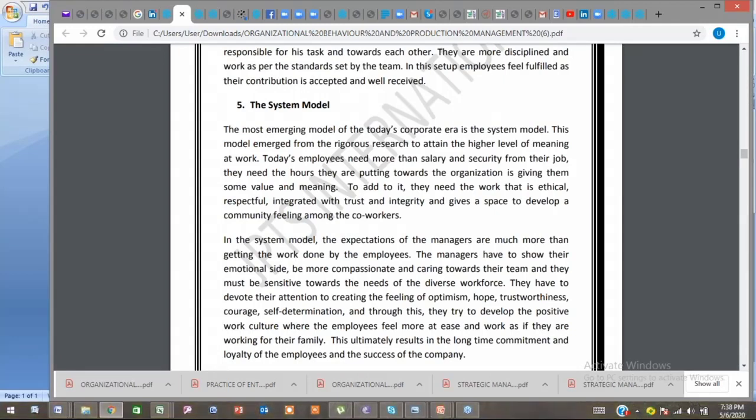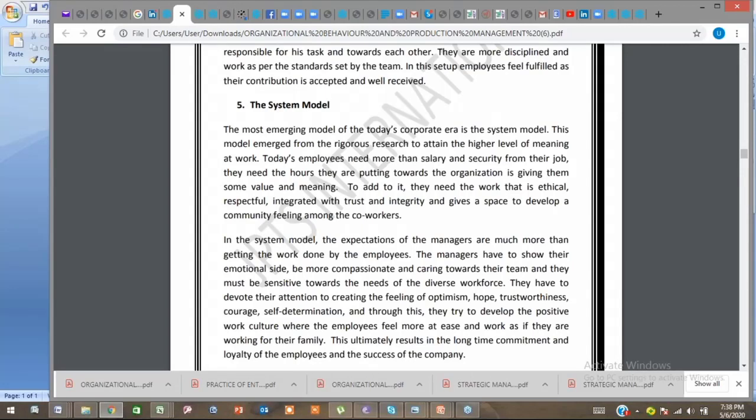Higher level of meaning at work. I'm going to be explaining that. Today's employees need more than salary and security for their job. They need the hours they are putting towards the organization to give them some value and meaning. To add to it, they need work that is ethical, respectful, integrated with trust and integrity, and gives space to develop a community feeling among the co-workers.